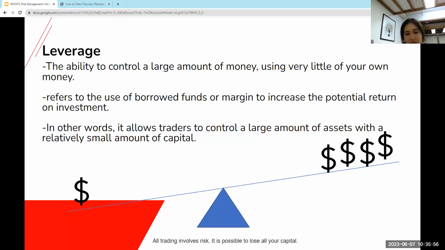So leverage in trading refers to the use of borrowed funds on margin to increase the potential return on investment. So in other words, it allows traders to control a large amount of assets with a relatively small amount of capital. So in the case of Forex, money is usually borrowed from a broker. Forex trading does offer high leverage in the sense that for an initial margin requirement, a trader can build up and control a huge amount of money.